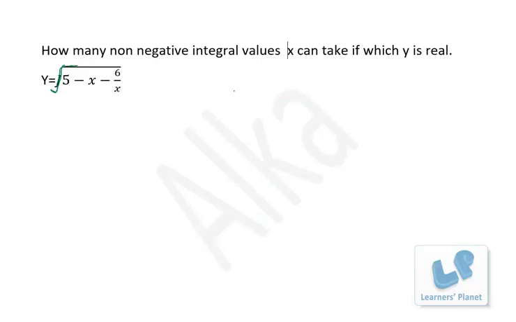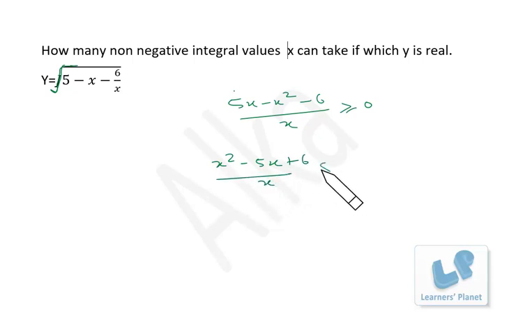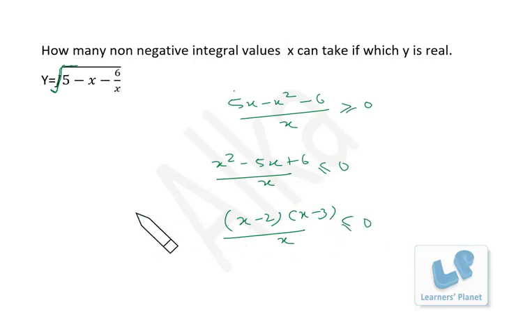Now let's see this question. Once again a TITA problem. How many non-negative integral values x can take if y is real? That means precisely the expression under the square root is greater than or equal to 0. Okay, so I just directly take LCM. So here it is 5x minus x square minus 6 by x is greater than equal to 0. So x square minus 5x plus 6 upon x is less than equal to 0. That means x minus 2, x minus 3 upon x should be less than equal to 0.